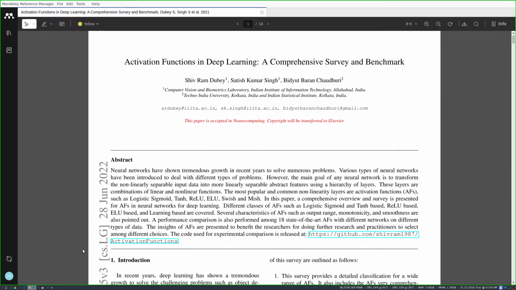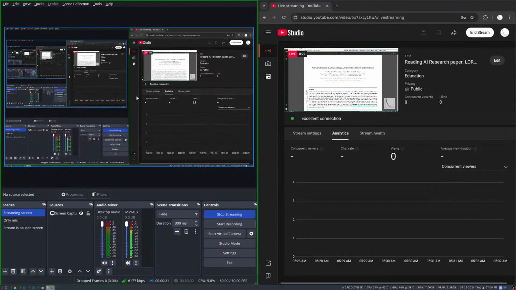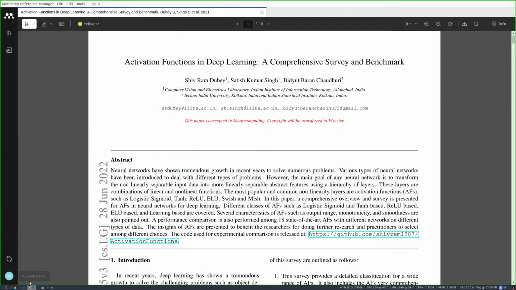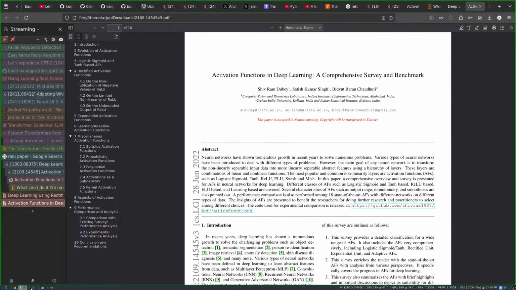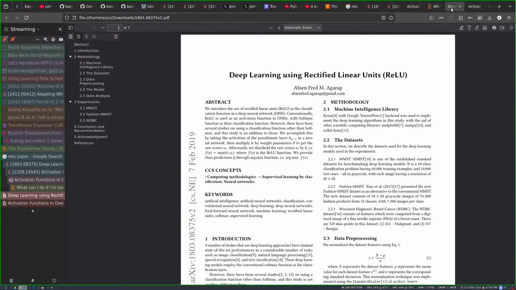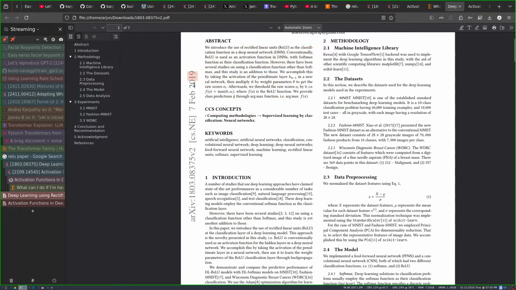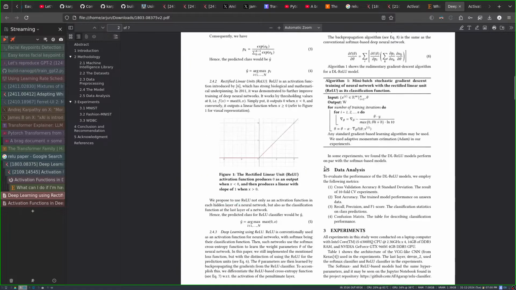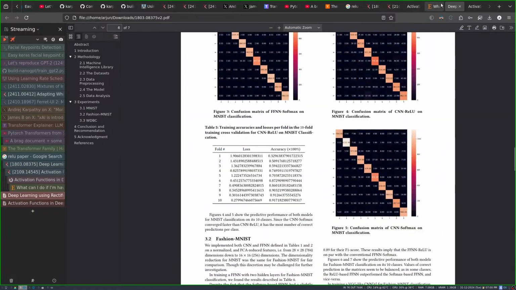So my plan is to also read another paper, like the introduction of ReLU. Yeah, this one. Though this is a 2019 paper. Did ReLU come in 2019? I mean, at least as an activation function in the mainstream. I don't think so, but I may be wrong.